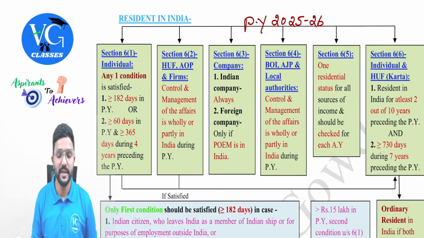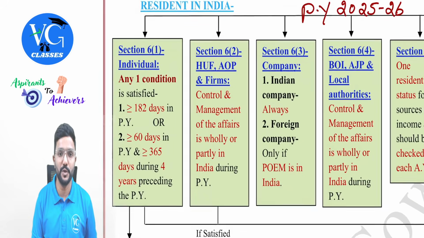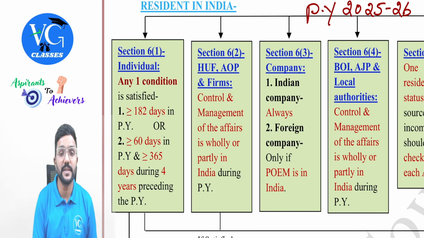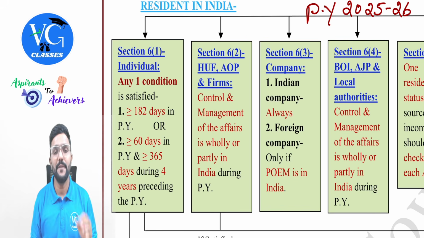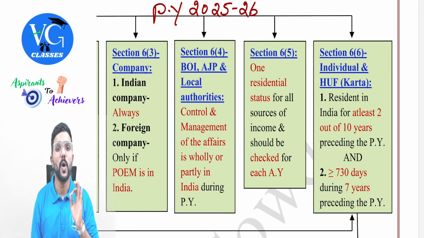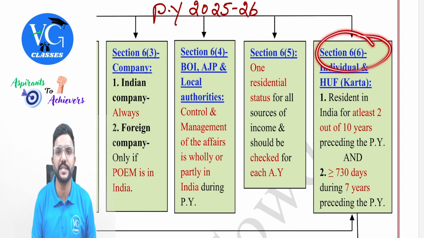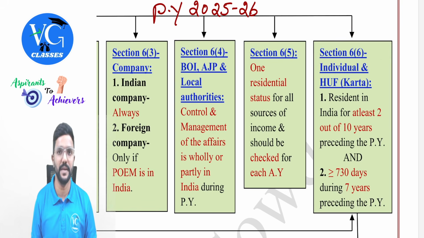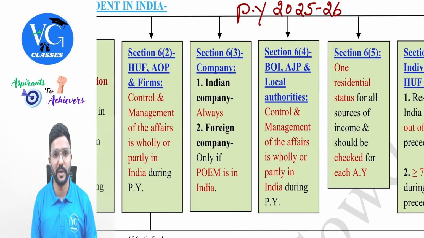First, let us focus on the residential status of individual, guys. There are two basic conditions which are given in section 6 subsection 1. If an individual satisfies any one of these conditions, then he or she will become resident in India. And once they become resident, we should also check whether they are ordinary resident or not ordinary resident, for which we need to refer to section 6.6, where there are two additional conditions given. So what are those? We will see one by one.